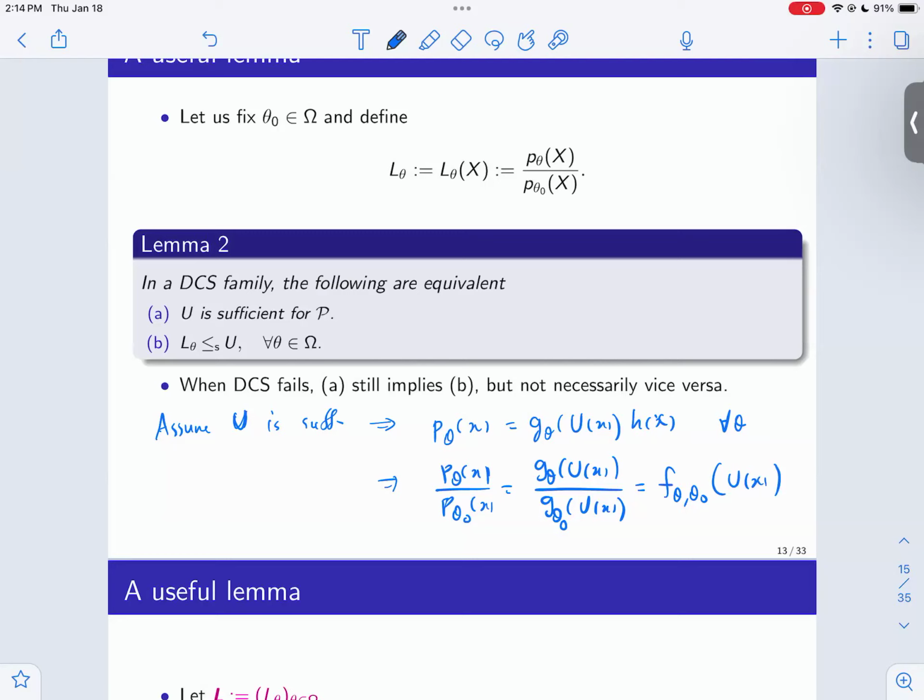So this really depends on theta and theta naught, but it is a function of U of x. So we proved that this L theta of x is really a function of U of x. So we proved A implies B, and this holds for any theta. This function is going to change for different theta, but for any specific theta, it is a function of U of x. Okay? A implies B.